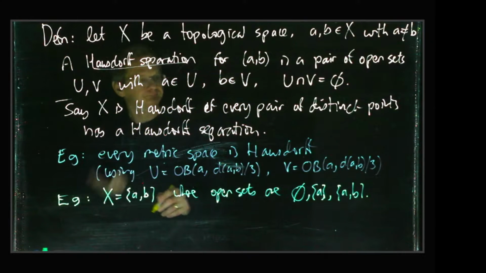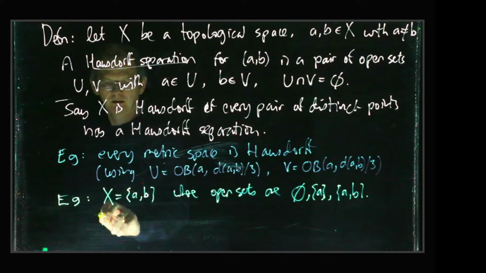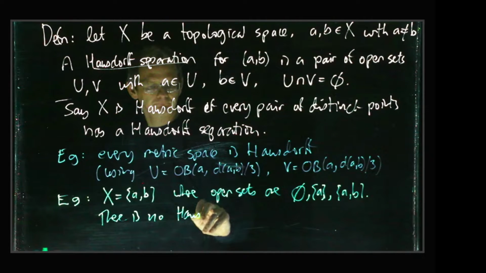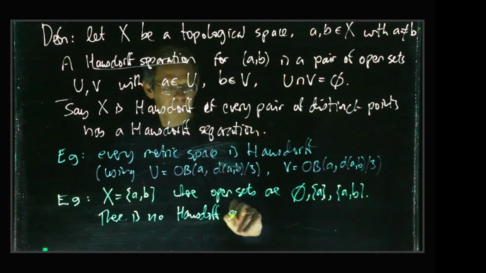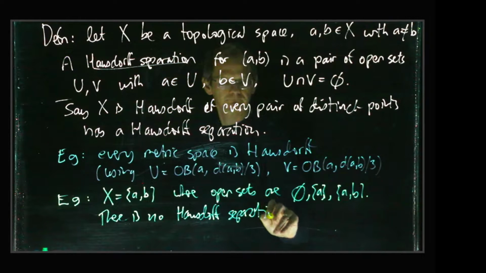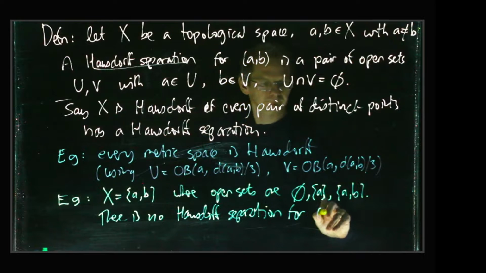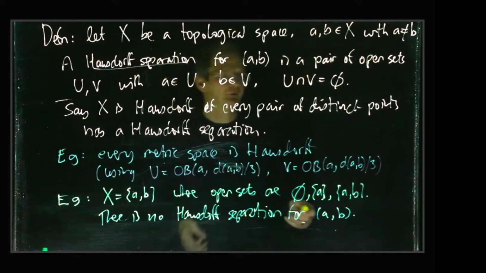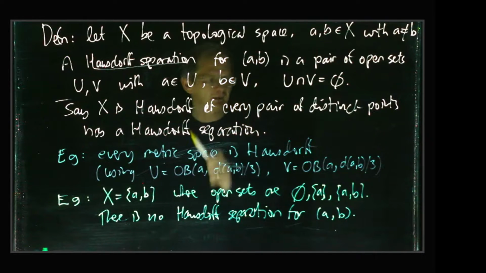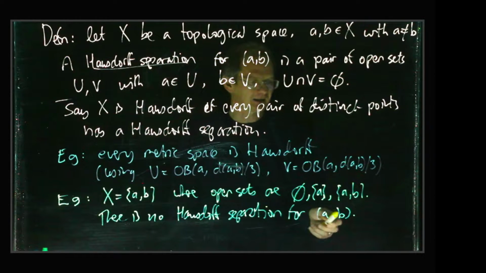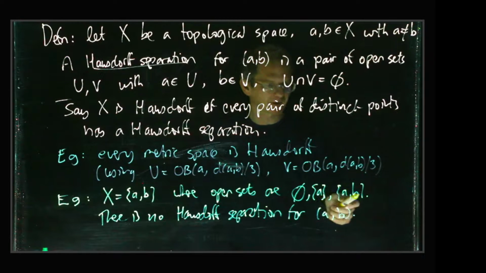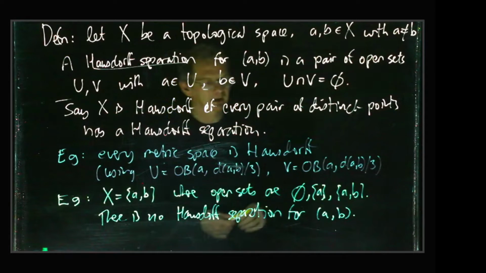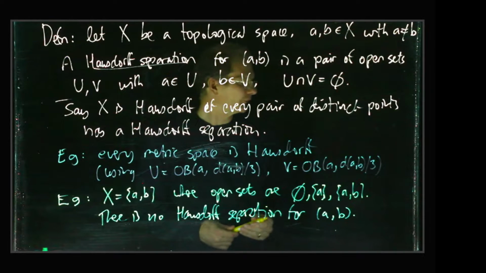And then there's no Hausdorff separation for the pair A, B, because if you had a Hausdorff separation, your set V would have to be an open set containing B. But the only open set containing B is the whole space, and that contains A as well. So your U and your V can't be disjoint. So that's an example of a non-Hausdorff space.